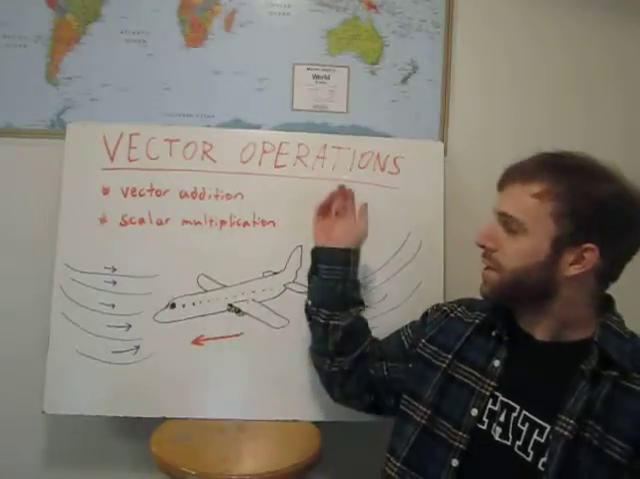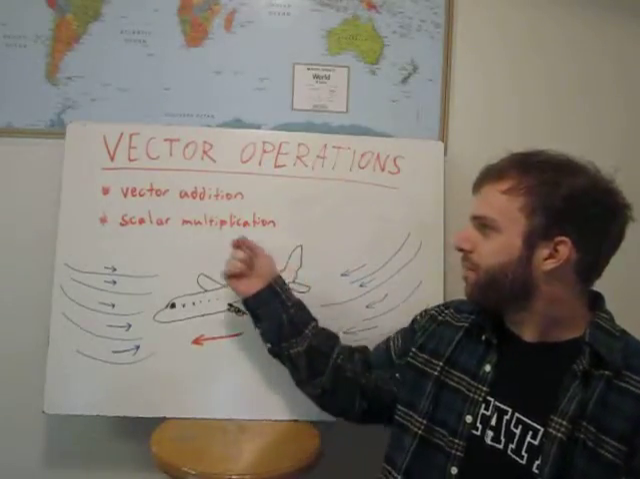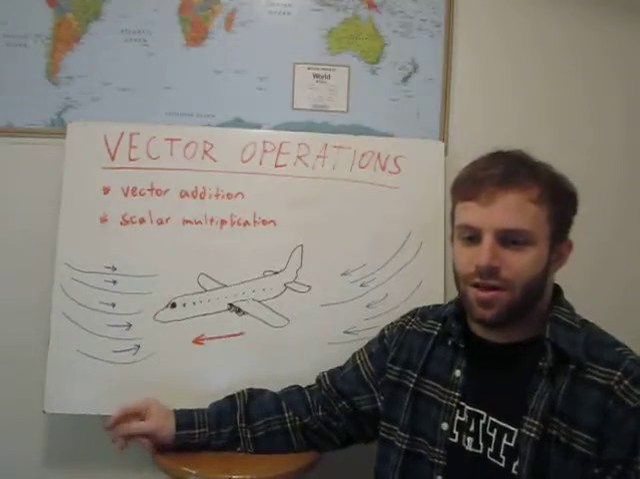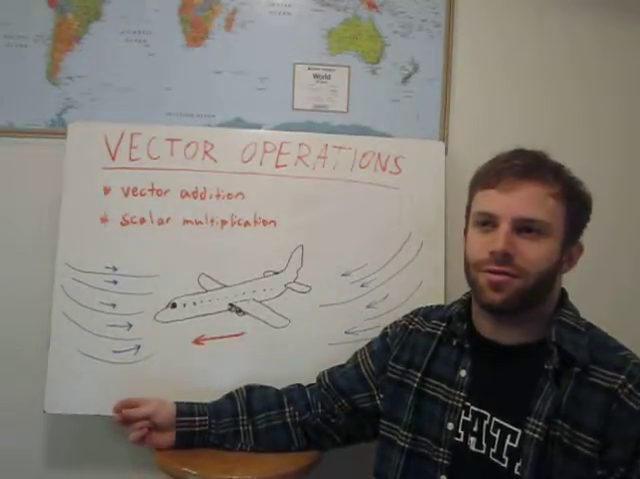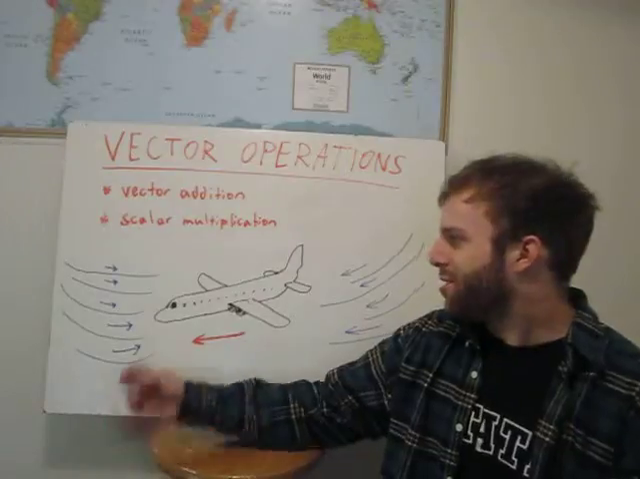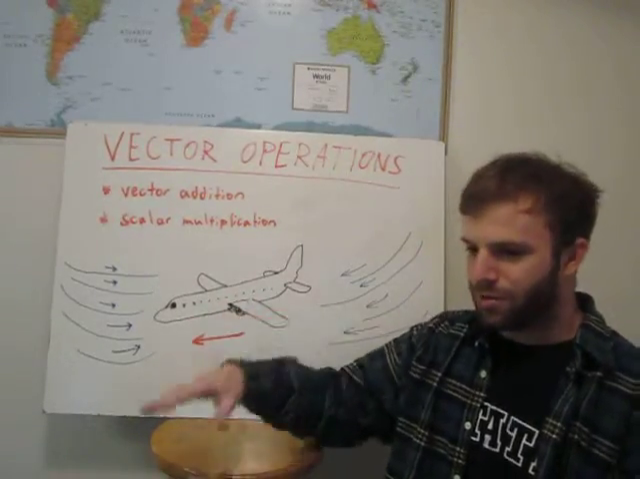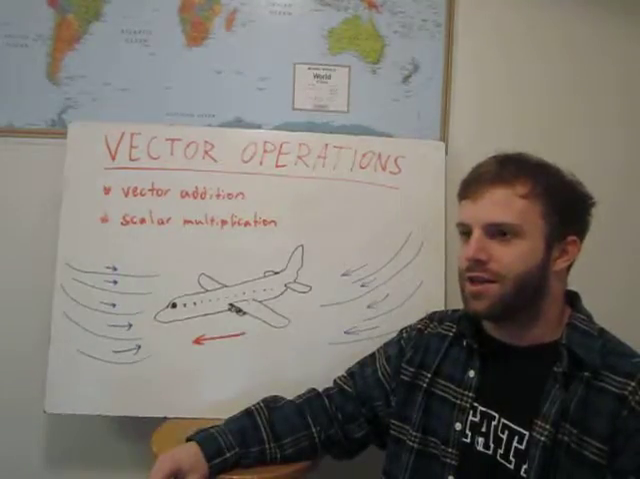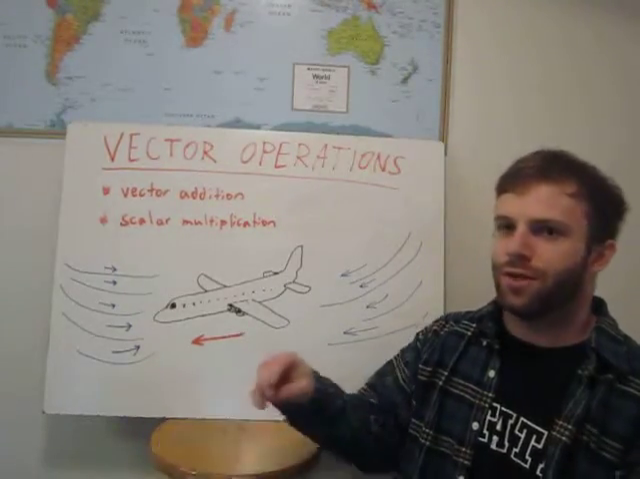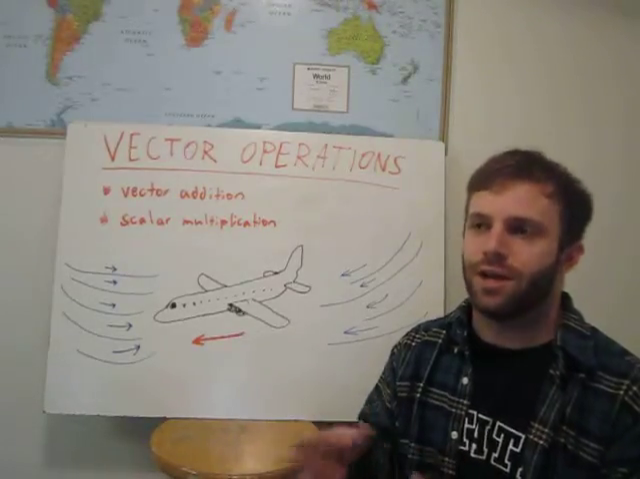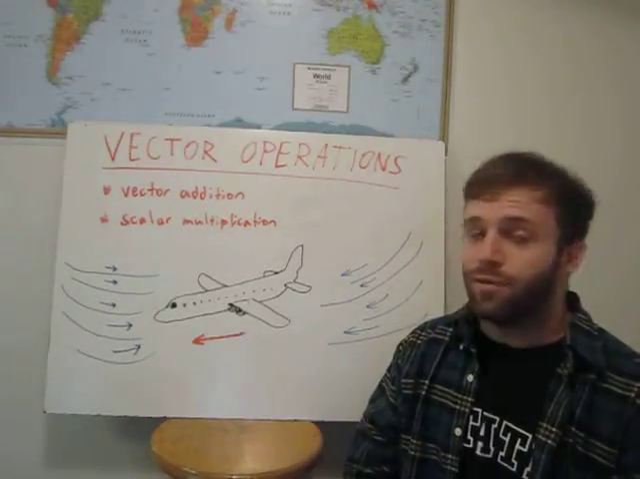So now we're going to look at vector operations. In this lesson, we've got vector addition and scalar multiplication. Vectors are used for a lot of really cool stuff. Here we've got a picture of an airplane going through the air, traveling somewhere. Vectors can be used to look at the velocity of the plane and the velocity of the wind, per se.